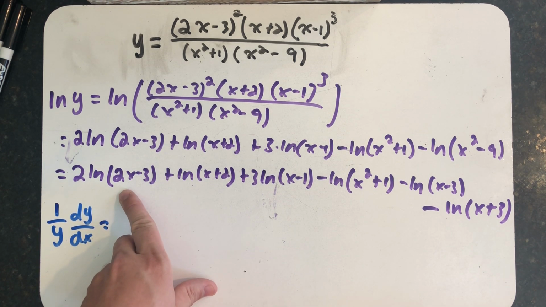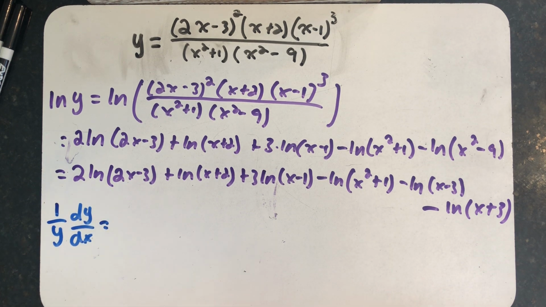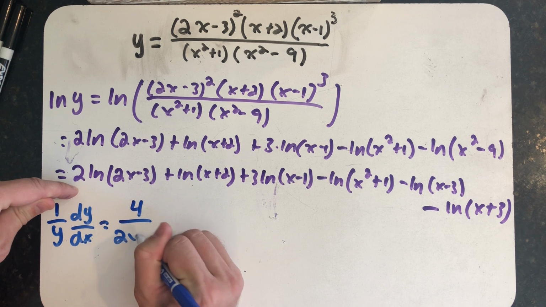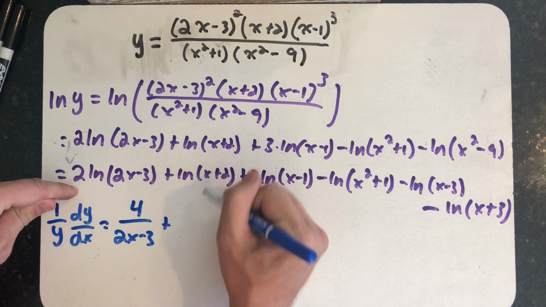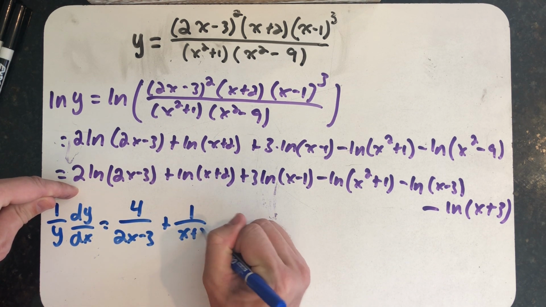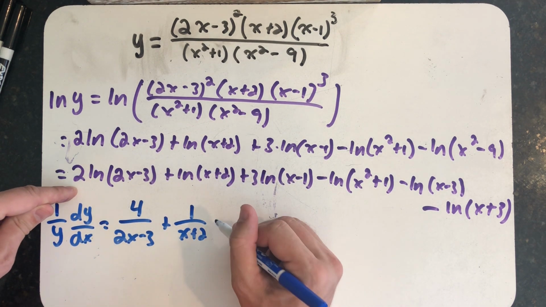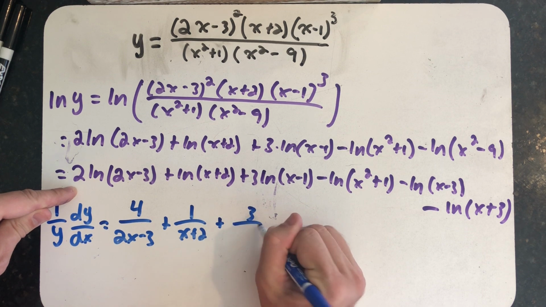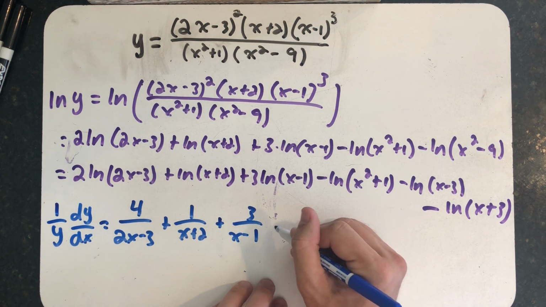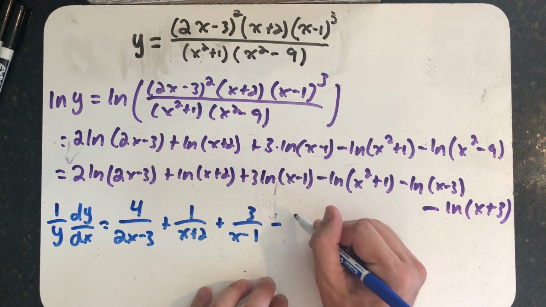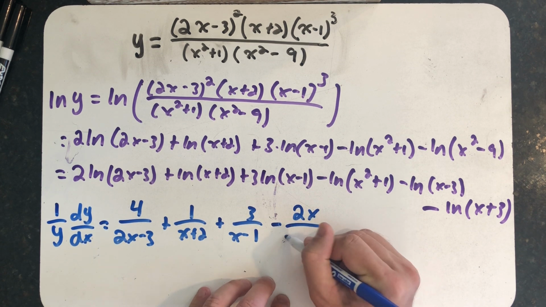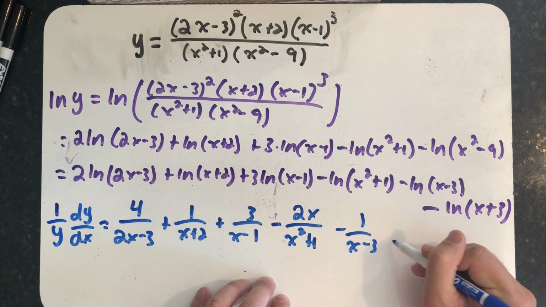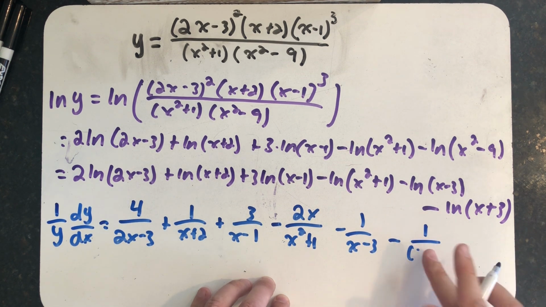So this first one, that's going to be 1 over 2x minus 3 times 2, and then times the constant 2 out front. So 4 over 2x minus 3 plus 1 over x plus 2. The derivative of the inside is 1, so I'm not even going to bother with that. Same thing here, plus 3 over x minus 1, minus 1 over x squared plus 1 times 2x from the chain rule, minus 1 over x minus 3, minus 1 over x plus 3.